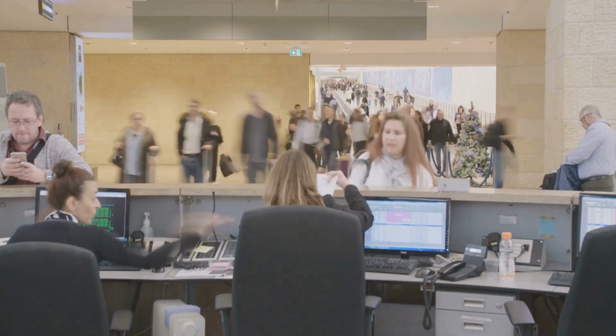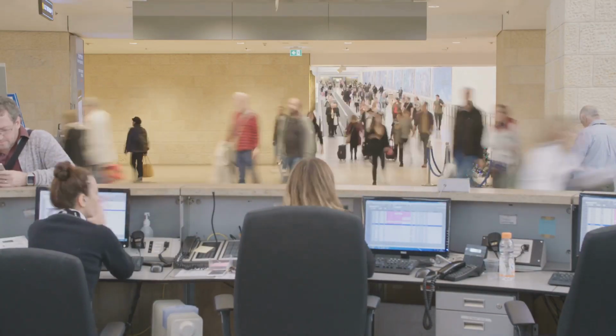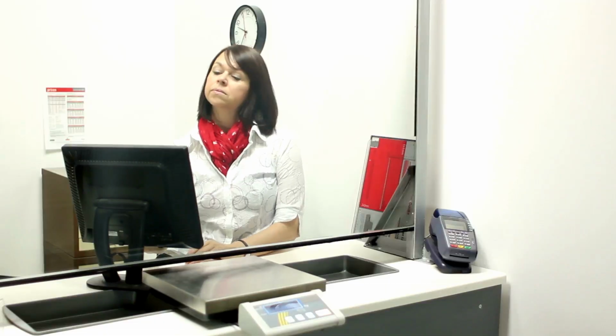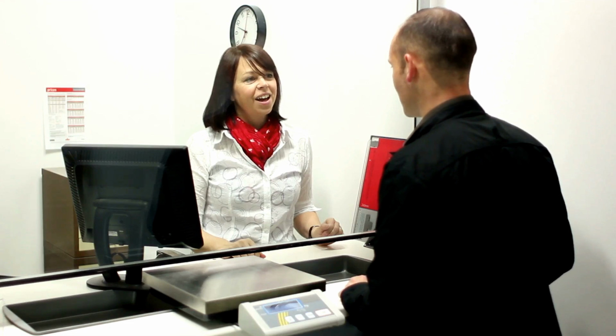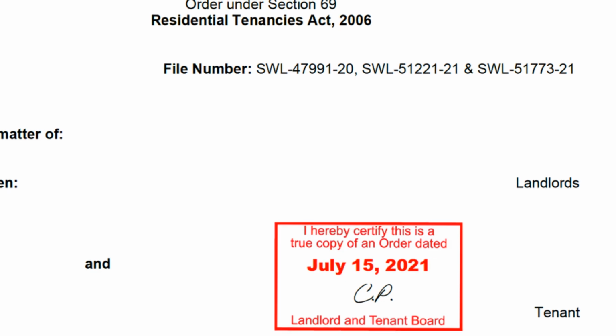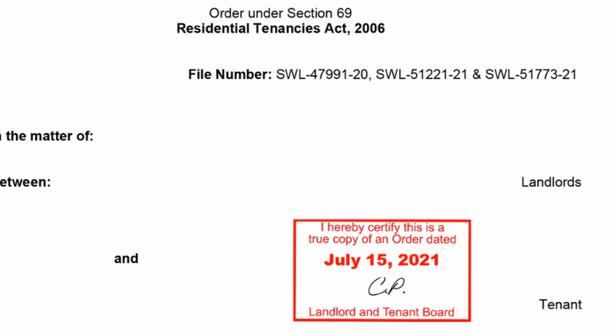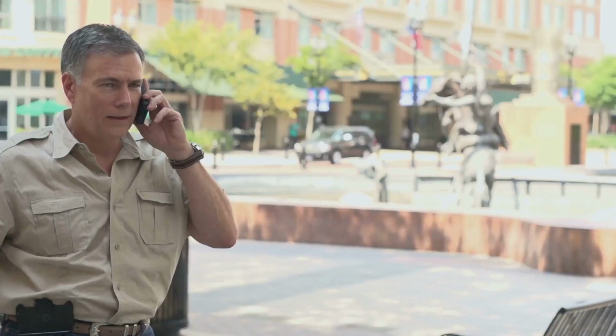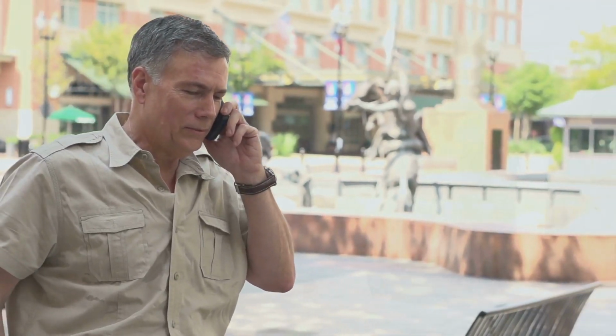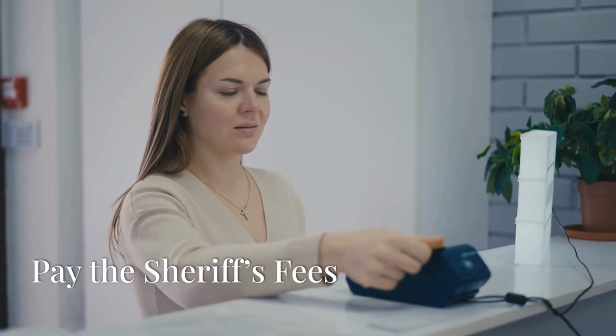If the tenant hasn't vacated by the date specified in the LTB order, the landlord must file the order with the local court enforcement office, also known as the sheriff's office, to enforce the eviction. The landlord must complete an application form and submit the original LTB order, along with a copy. Call the local sheriff's office in advance to ensure you know their specific hours of operation and rules for documentation required.